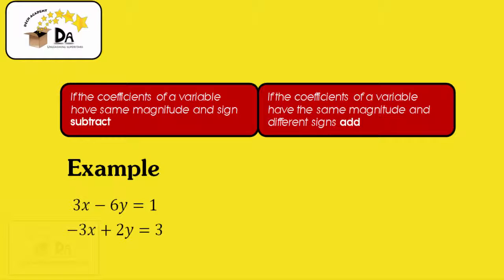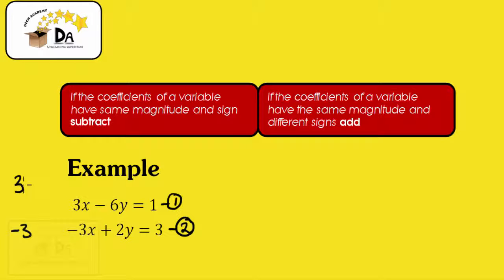Here's another example. In this example, I would like to eliminate the variable x. Now, the rule says if the coefficients of a variable have the same magnitude and different signs, add the equations to eliminate that variable. I want to eliminate the variable x. Its coefficient is 3 in the first equation. In the second equation, x has a coefficient of minus 3.